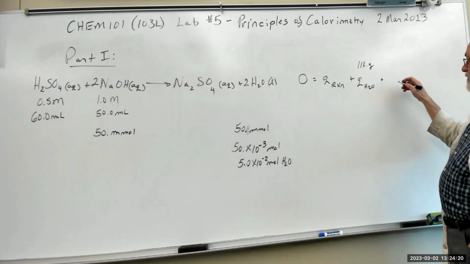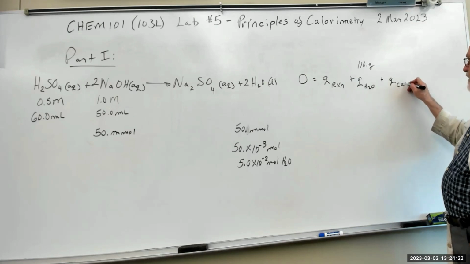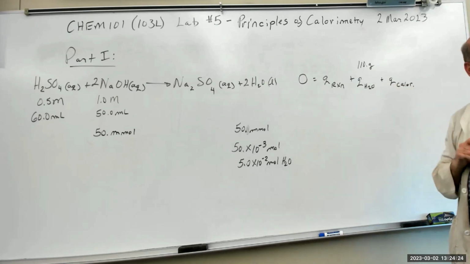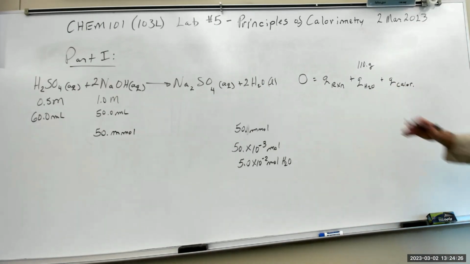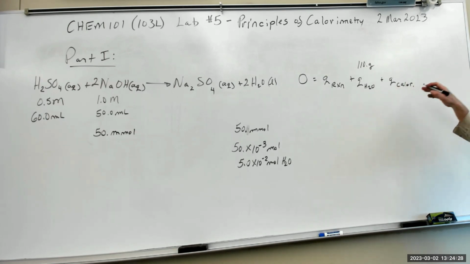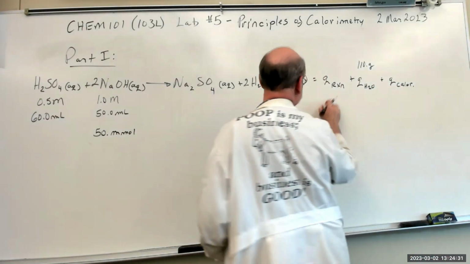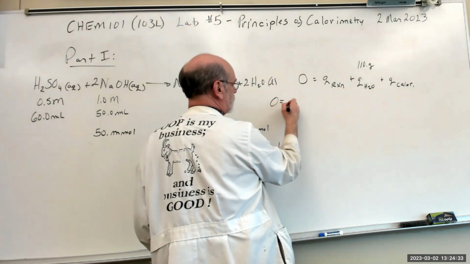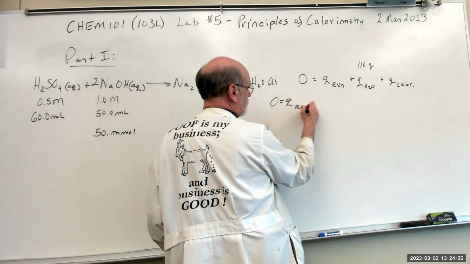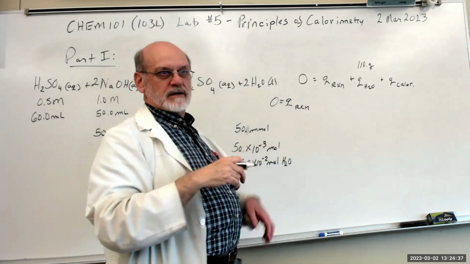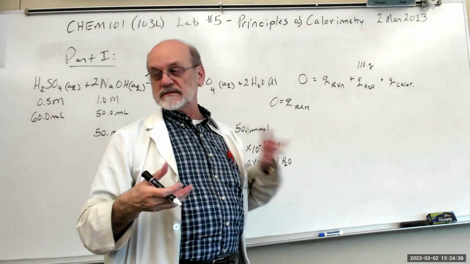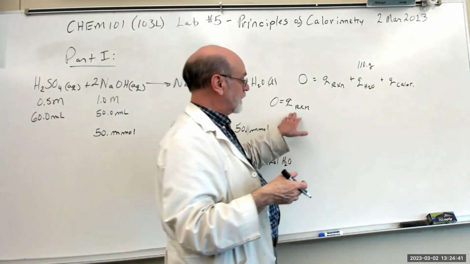And what else? We got the Q of the calorimeter. Okay. So now we can expand them. What's the Q of the reaction? Well, that's the unknown. Right? We can leave it alone. The heat of the reaction will be so many joules. Once we solve it, that's our unknown.